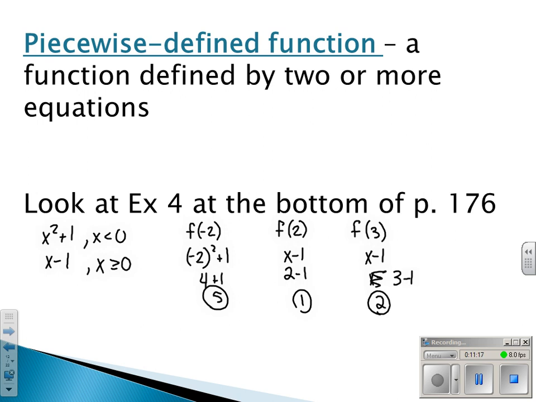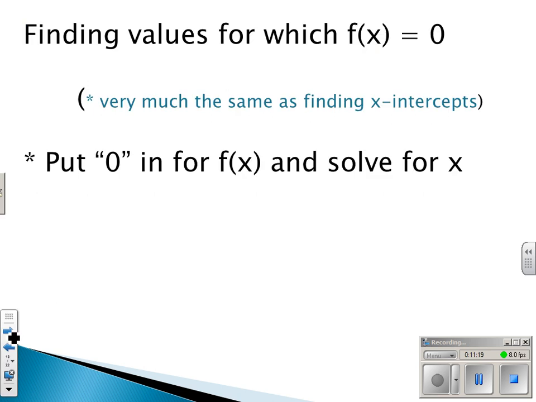And we get 2 for our output. Finding values for which f of x is equal to 0. This is very much the same as finding your x-intercepts, because remember, f of x is another way of saying y. If y is equal to 0, we're going to end up with the value for x that would place that point on the x-axis. Okay, so put 0 in for f of x and solve for x.